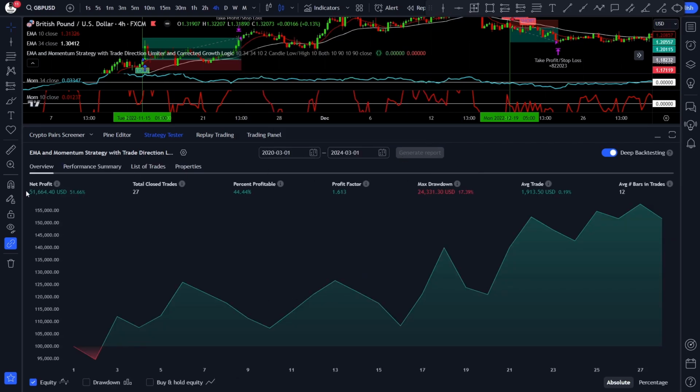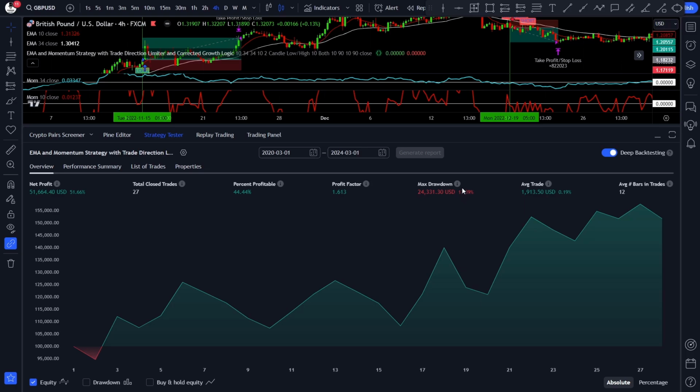And now in the last 4 years, the script generated 51% net profit with only 17% maximum drawdown. Well, these results are not bad, but 51% in 4 years is not that big of a deal. You can slightly increase the position sizing more because we still only have a 17% maximum drawdown.